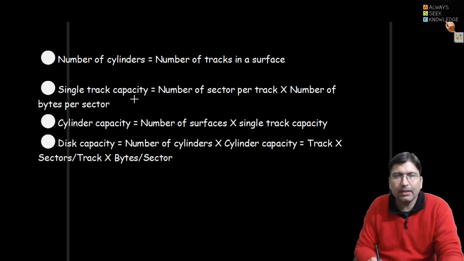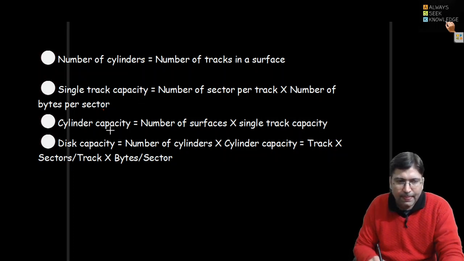Single track capacity. The single track capacity is dependent on the number of sectors per track and the sector size, the number of bytes per sector, right? So when this is multiplied with the total number of sectors per track, the track capacity can be calculated.